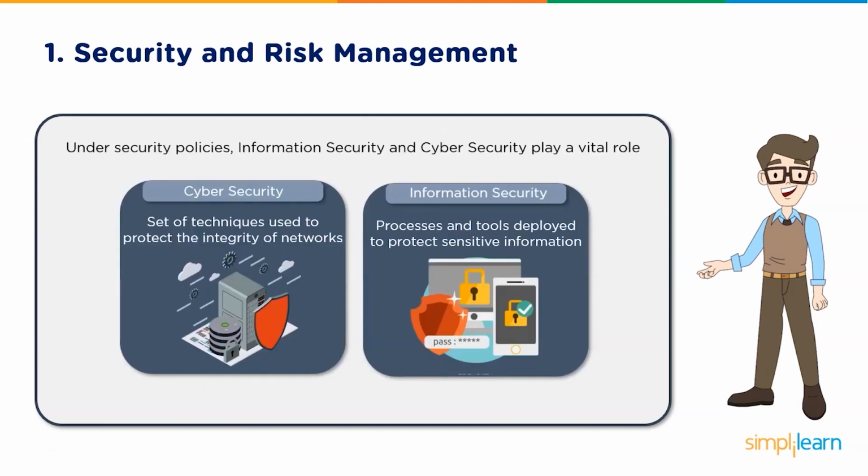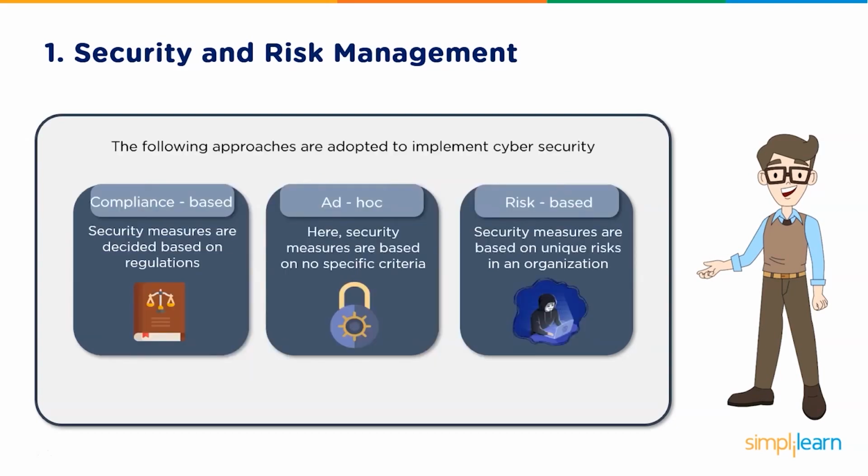Cybersecurity and information security plays a major role in this domain. There is a difference between cybersecurity and information security which is more often missed out on by people. Cybersecurity refers to several techniques used to protect the integrity of networks, whereas information security refers to processes and tools deployed to protect sensitive information. To implement cybersecurity, we have a list of approaches like compliance-based, ad hoc, and risk-based. In compliance-based, security measures are decided based on regulations, while in ad hoc, security measures are based on no specific criteria.